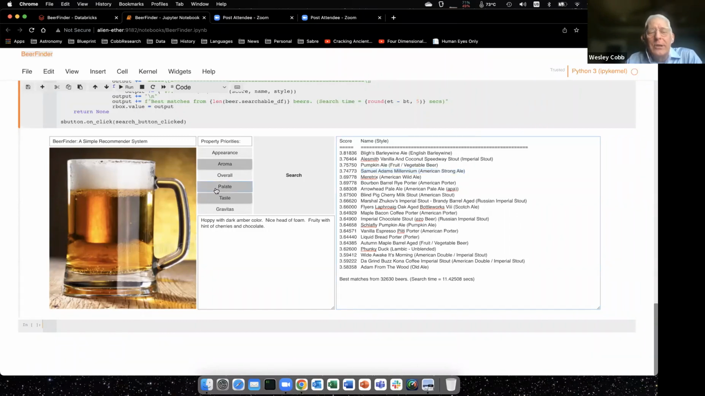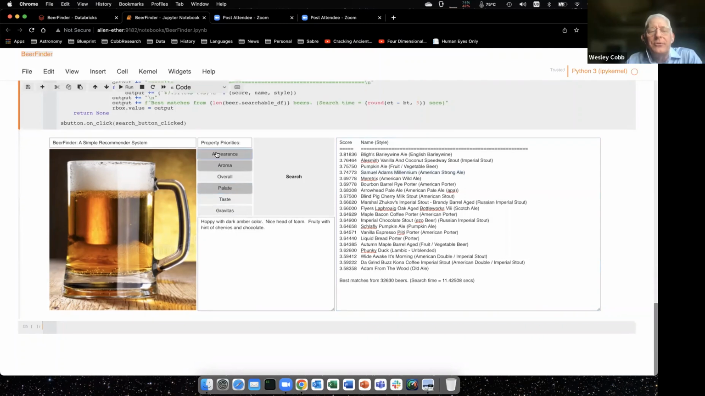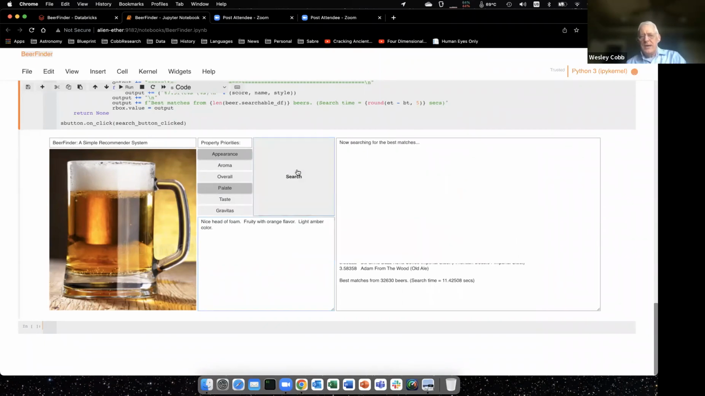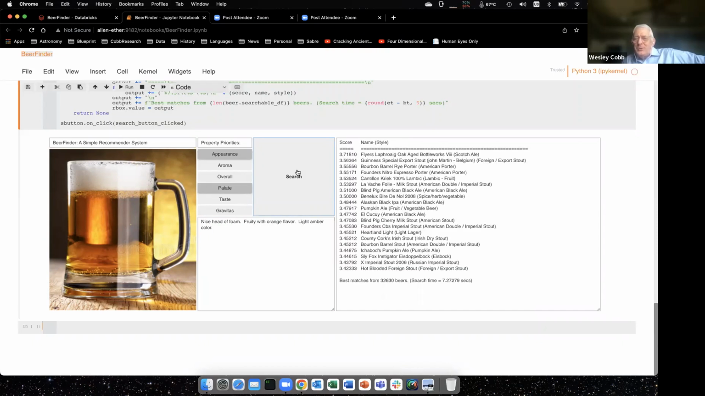If you change it and say, oh, I'd really rather pay more attention to the appearance of the beer, and I don't really care that it has a nice amber color. Maybe I want it to be, let's see, nice head of foam, fruity. Let's say we want it to have a hint of orange. Or say we want it to be orange flavor, and we want it to be a light amber color. And if we do that, it'll probably take a few seconds as well. You'll get a very different recommendation, which is kind of cool because that's what it's supposed to be doing.